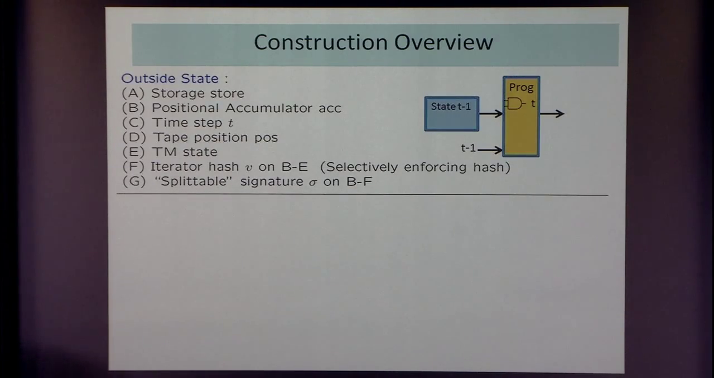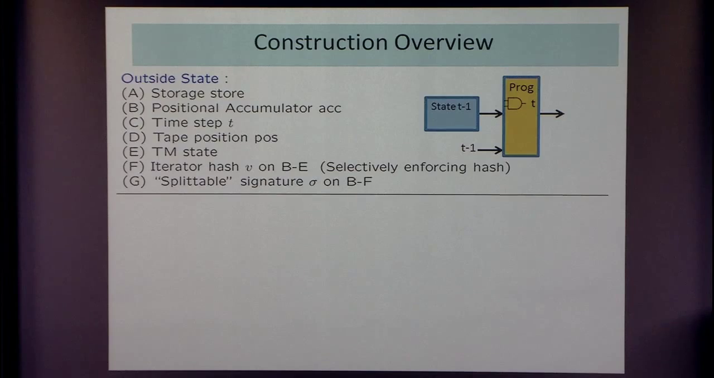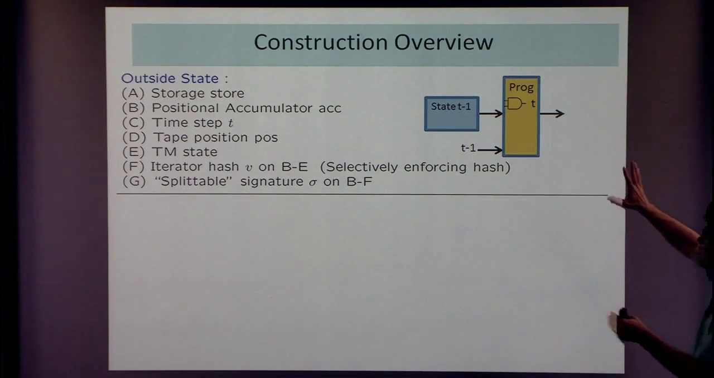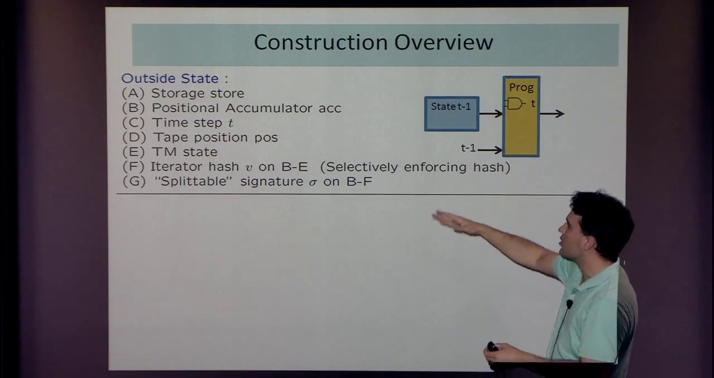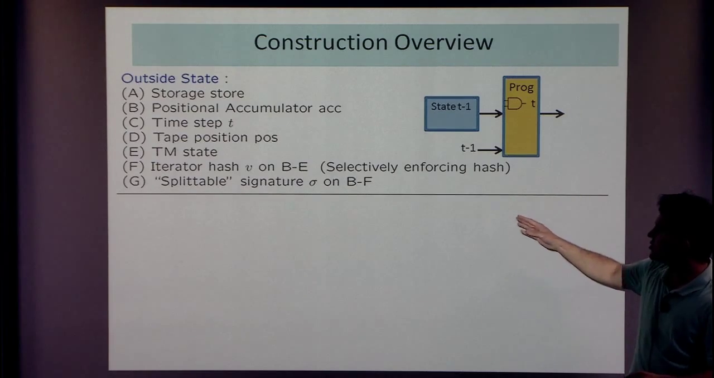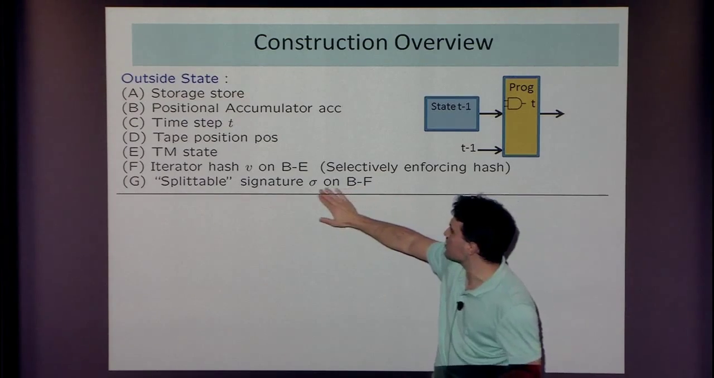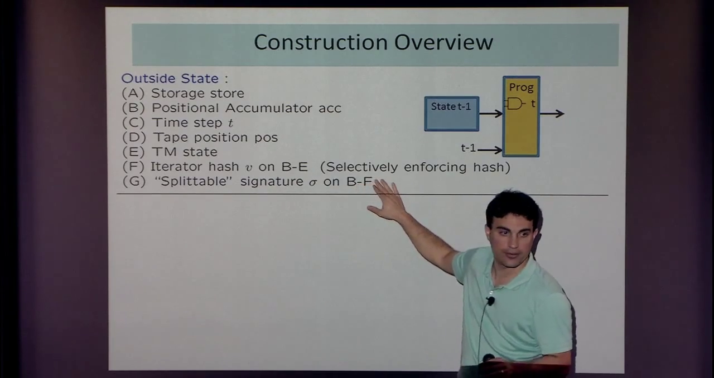Okay. So unfortunately, there's just too much in the construction for me to go through it all, but I'm going to try to give a very rough picture of what's happening here. Again, we have this outside storage. The decoding algorithm will have the outside storage, which we'll consider the whole memory, a positional accumulator, the time step t we're on, the Turing machine position, the Turing machine state, some iterator hash, never mind quite exactly what that is, on the values b through e, and some type of signature. We call it a splittable signature, but don't worry about that. Some type of signature sigma on b through f.